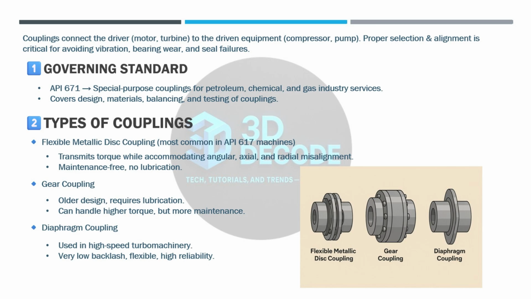Gear coupling, an older design that can handle higher torque but requires lubrication and more frequent maintenance. Diaphragm coupling, mainly used in high-speed turbo machinery. They offer very low backlash, good flexibility, and high reliability.